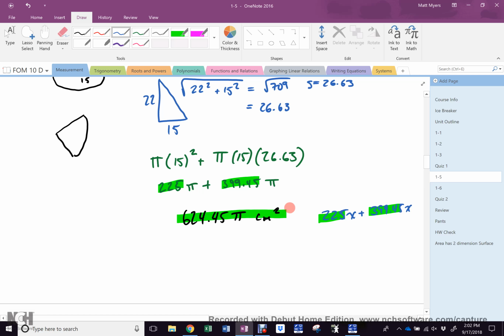So, to do this on your calculator, I'm going to write out everything you need to hit. You need to go 15. Then all of your calculators have an x squared button. Then you need to push times. Then all of your calculators have a pi button. Use it. Then you must hit plus. And then does this order matter? No. It's all multiply, right? So I like to go back to 15 first, times 26.63, times pi, then equals.